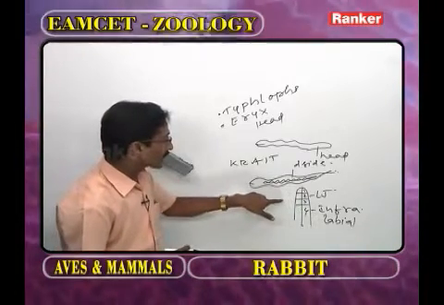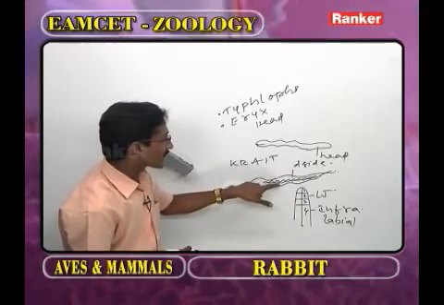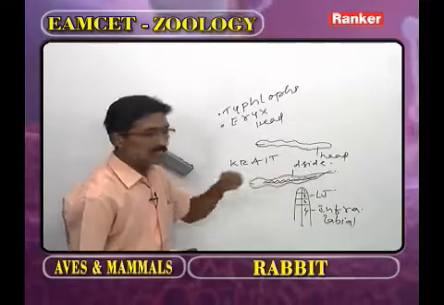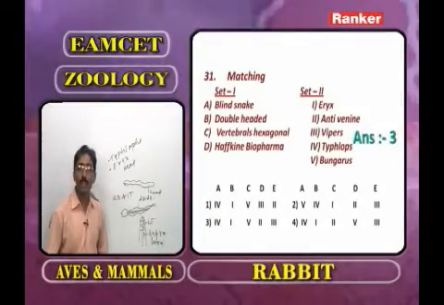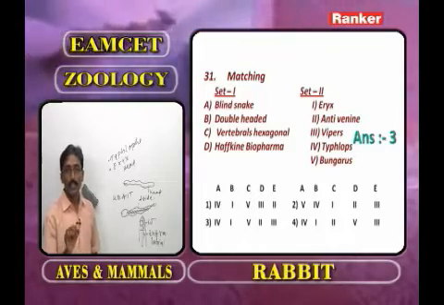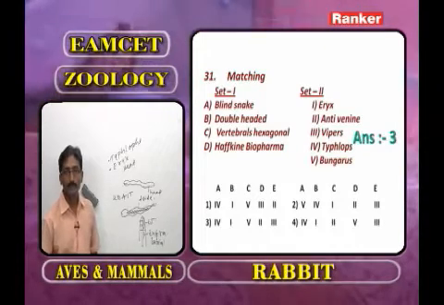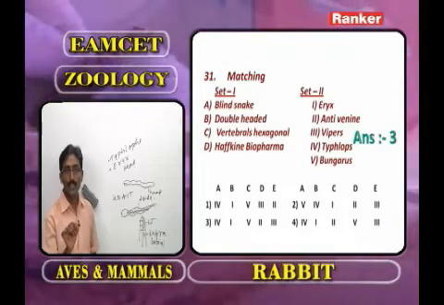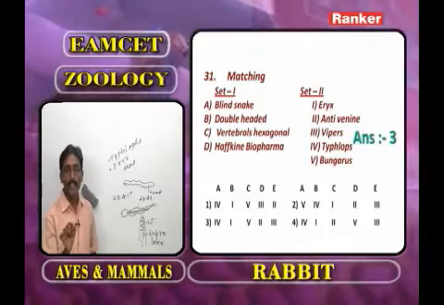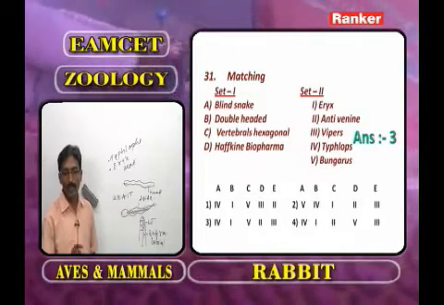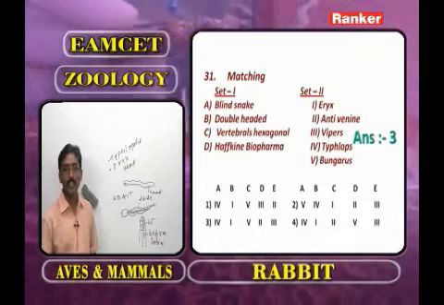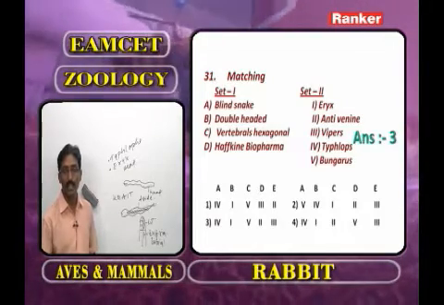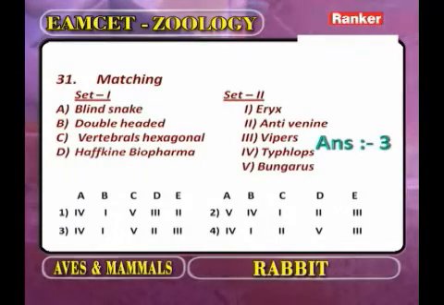Now, the last one is Haffkine Biopharma. It is located at Mumbai. These pharmaceuticals prepare anti-venom. Now, blind snake is Typhlops, double-headed snake is Eryx johnii, vertebrals hexagonal is krait, in Telugu they are called Katlapamu, and Haffkine Biopharmaceuticals, they prepare anti-venom. Now we go for the next question.